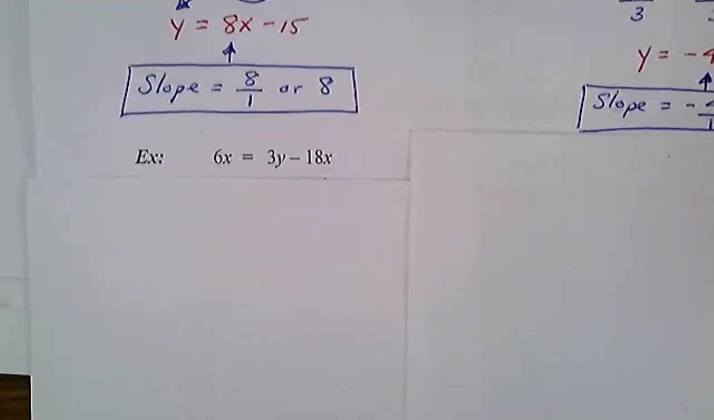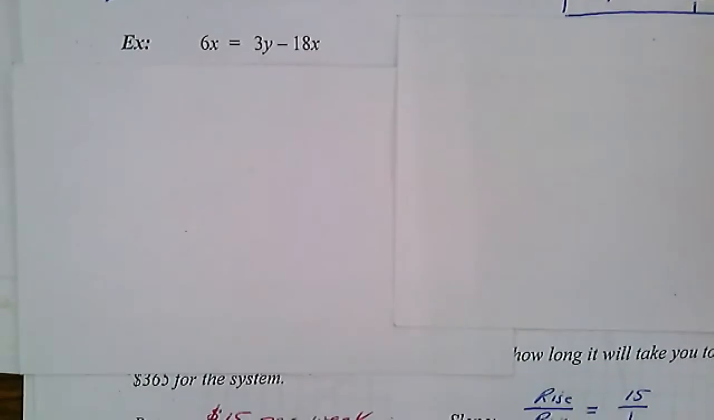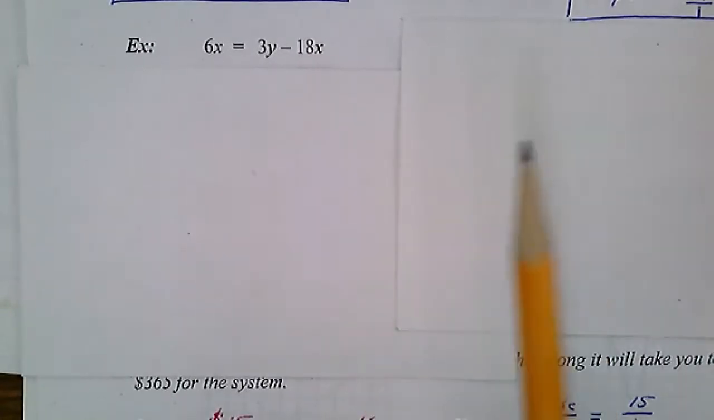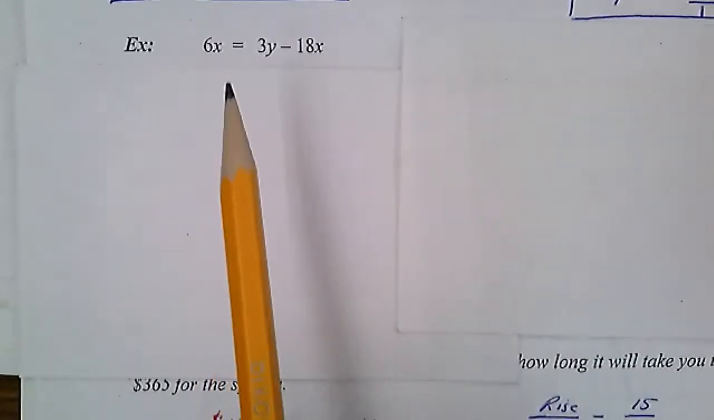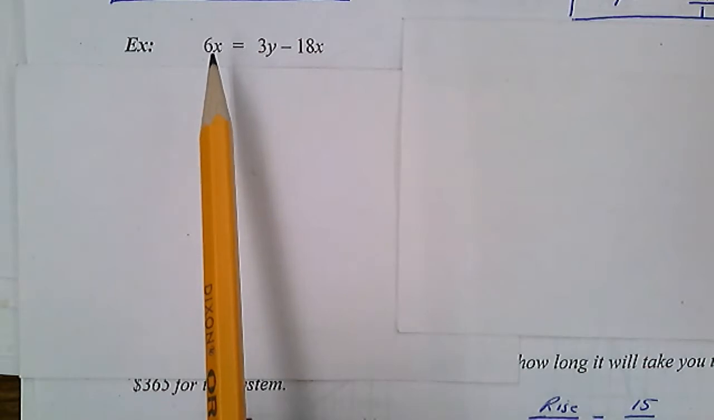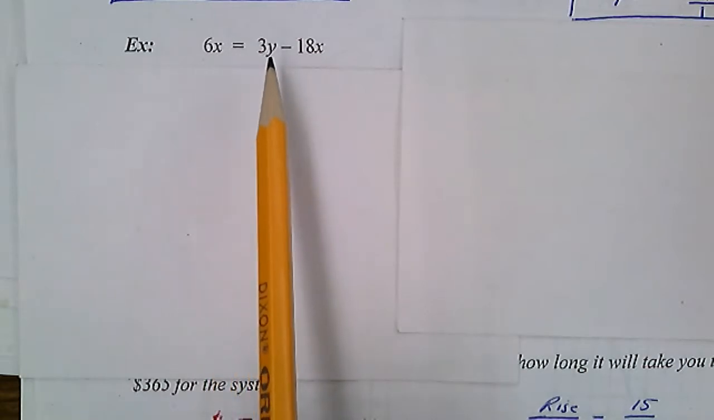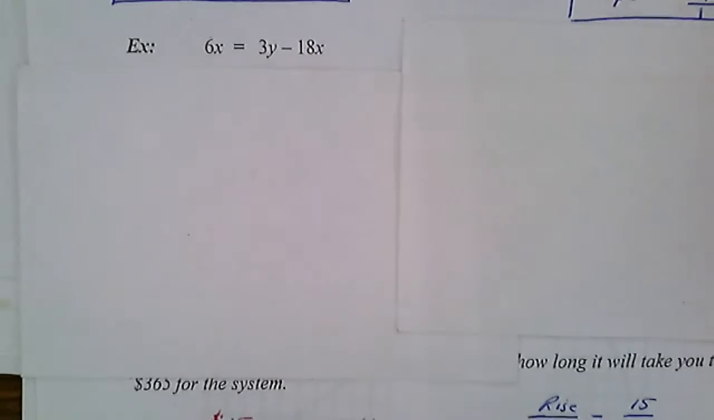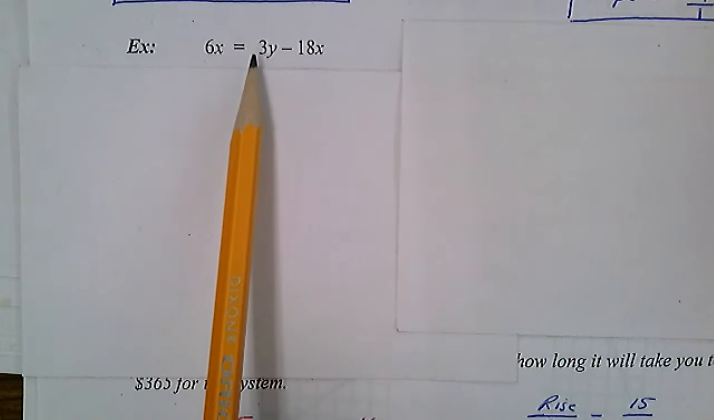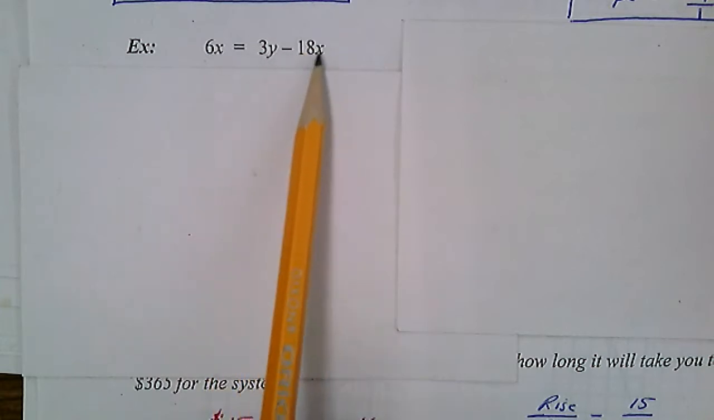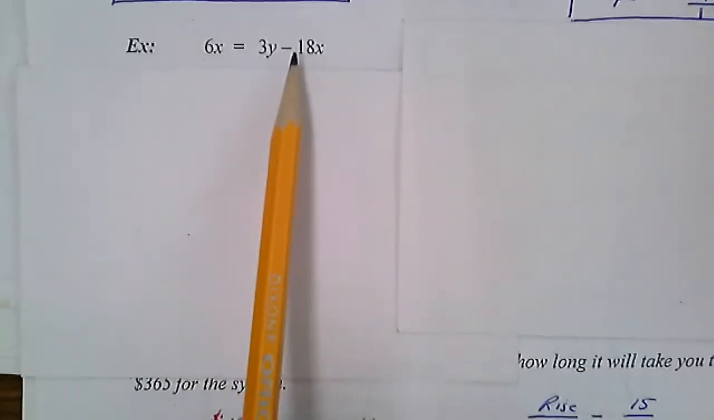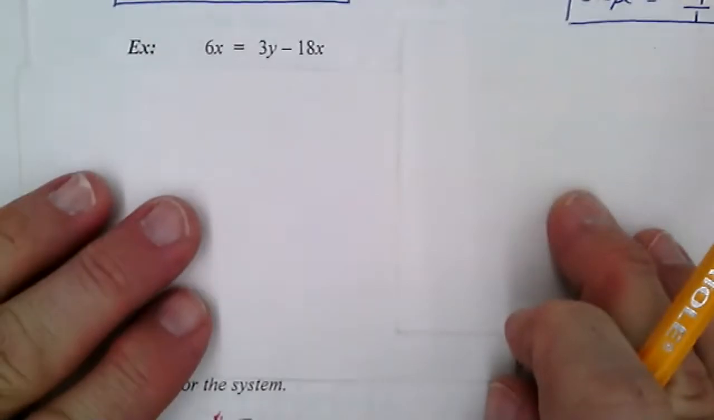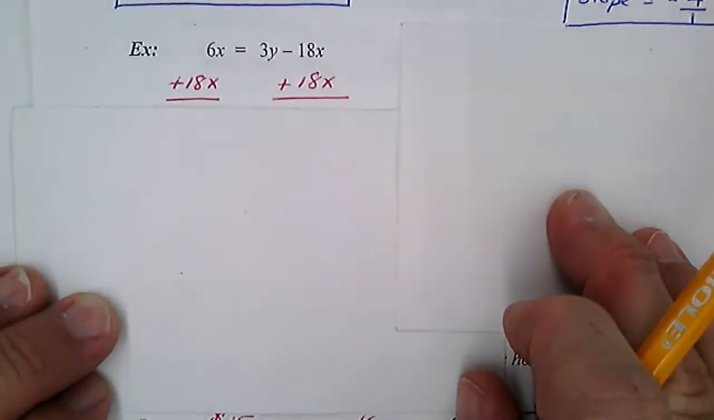All right. So here we go. Going to this next one. So once again, okay. So now this one's a little tricky. We've got an x here. We've got a y, but then we have x over here. So remember, we want to get y by itself. So the first thing that we want to do is, here's our y. So we need to get rid of that 3, but we want to get rid of this first. So how do I get rid of a minus 18x? Well, I'm going to add 18x.